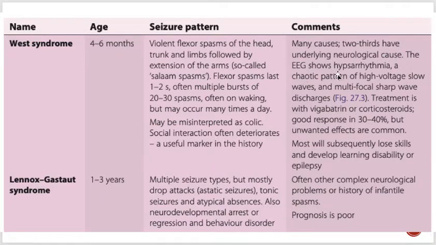See the comments: 2/3 have an underlying neurological cause. The EEG shows hypsarrhythmia. What is hypsarrhythmia? This is basically high voltage slow waves with spikes and polyspikes, a disorganized, chaotic pattern of high voltage slow waves and multifocal sharp wave discharges. The treatment is that we can give them vigabatrin or corticosteroids. We can also give them ACTH.